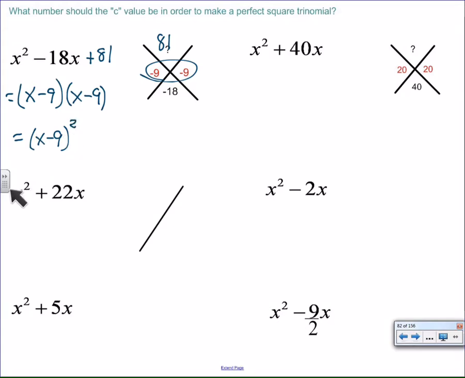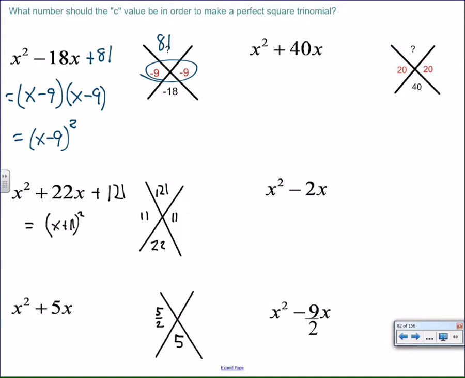Follow that algorithm again with x squared plus 22x. We recognize that 22 is the middle term, and if we bust that up into two of the same factor, we get 11 and 11, and we multiply that together, we get 121. So the missing puzzle piece is 121, and as soon as I add 121, this expression becomes factorable. Not just factorable, but the two factors will be identical. X plus 11 times x plus 11, or x plus 11 squared.